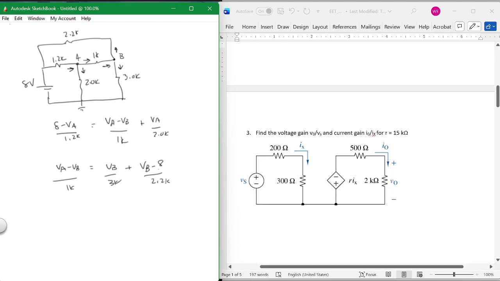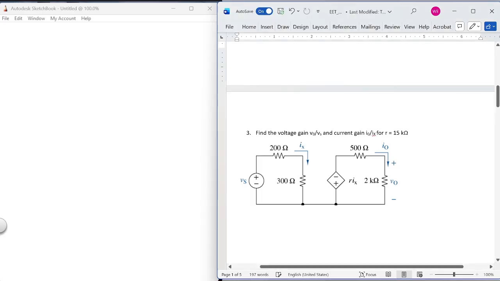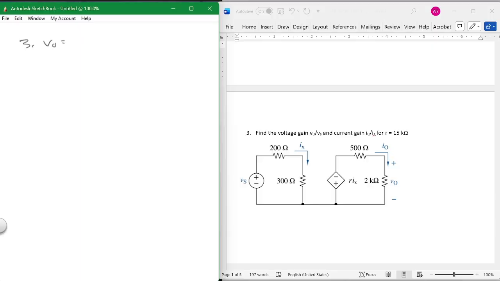Okay, now 3, a little more difficult, because I asked for 2 things. I asked for the ratio of V out over V source and the current I out over IX. Okay, so what is the voltage over here? It's 15, in a negative direction. Okay, what is V out? It's a voltage divider. It's 2K over 2.5K, 2K plus 500, times RIX. What is RIX? Or what is R? 15K, right?